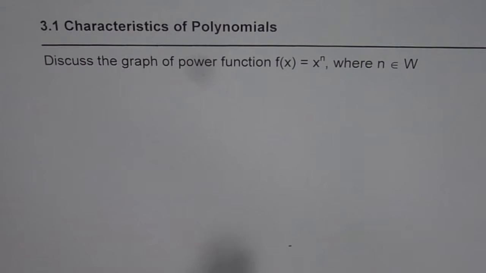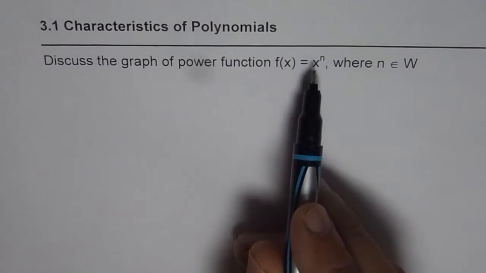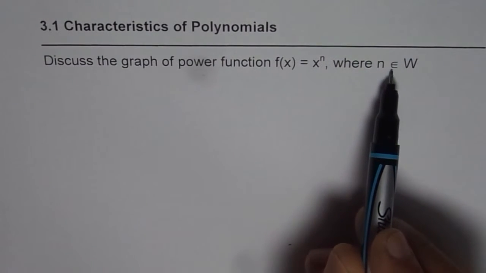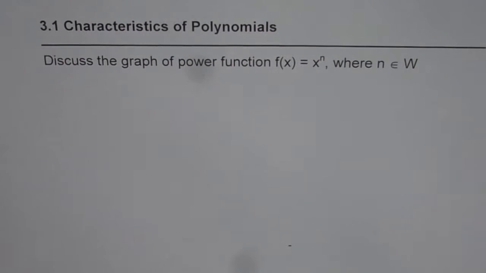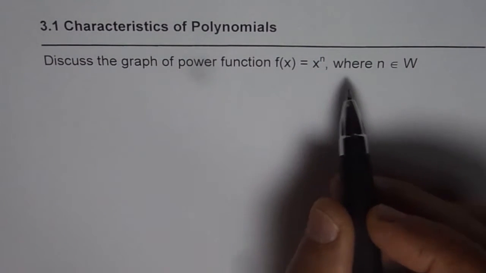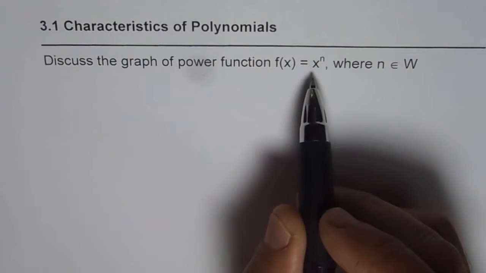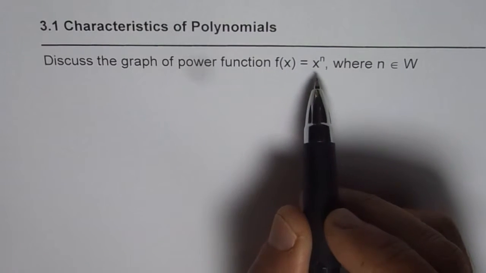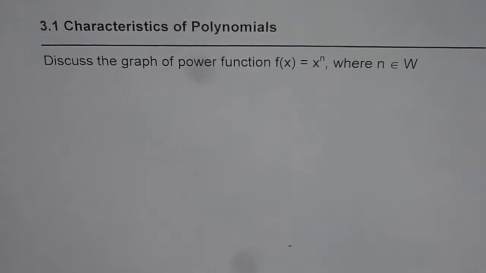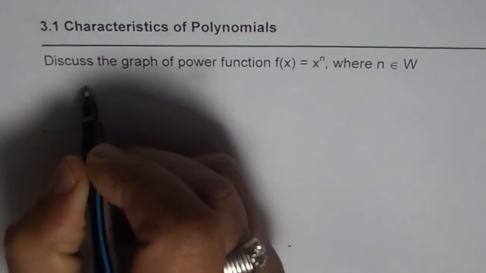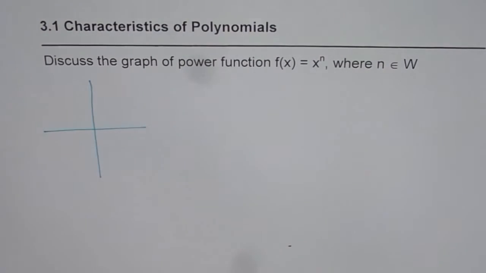To begin with, the power function f of x equals x to the power of n is defined so that n is a whole number. That means n could be equal to 0, 1, 2, 3, and so on. So depending on the value of n, we'll have different types of graphs. We'll sketch these graphs and then find similarities or differences between them. That is going to help us to understand polynomials better. So let's begin with n equals 0, and then we'll take n equals 1, 2, 3, 4, and so on.